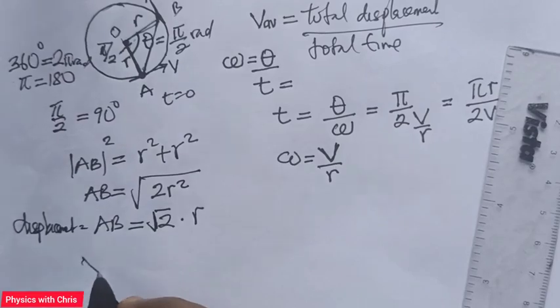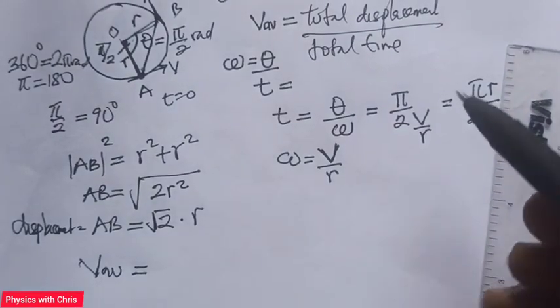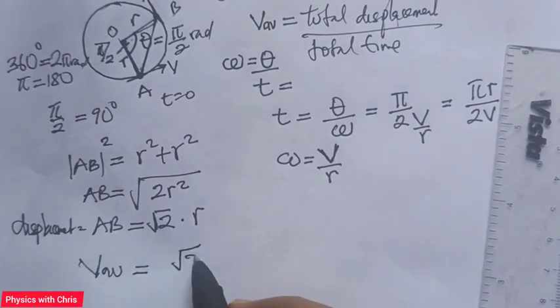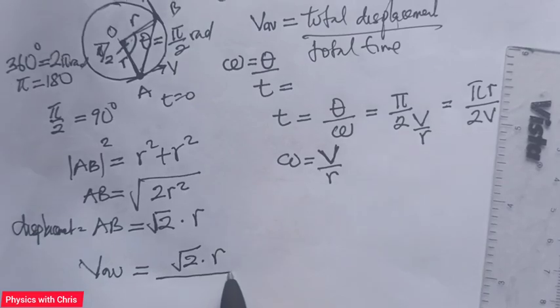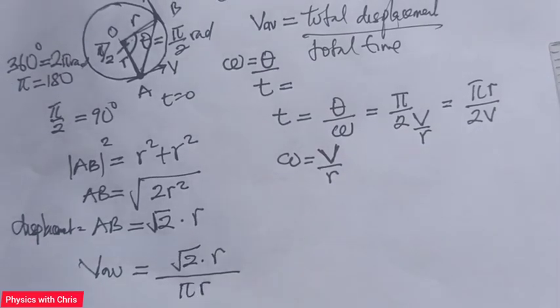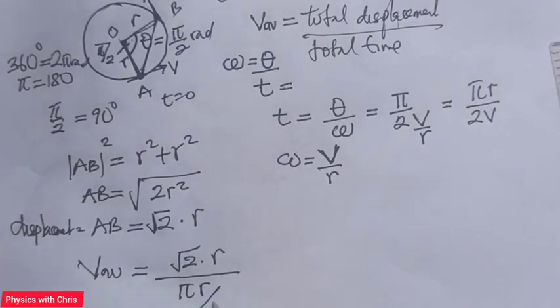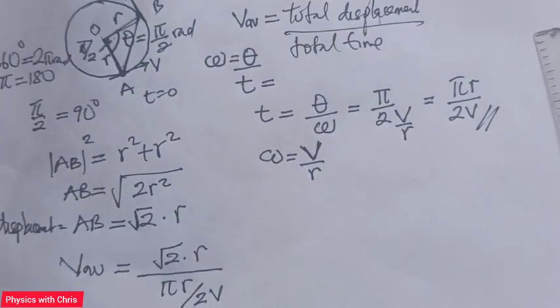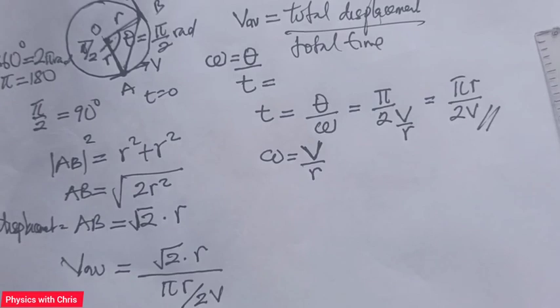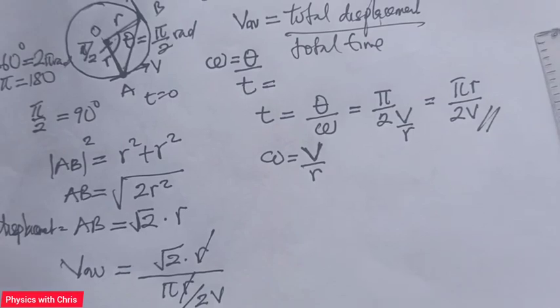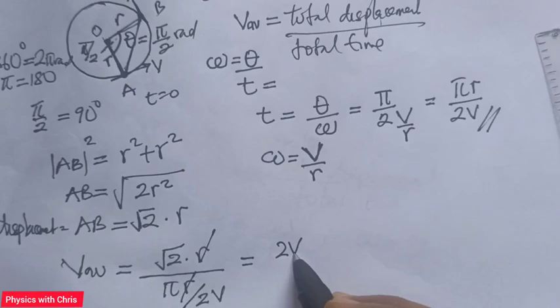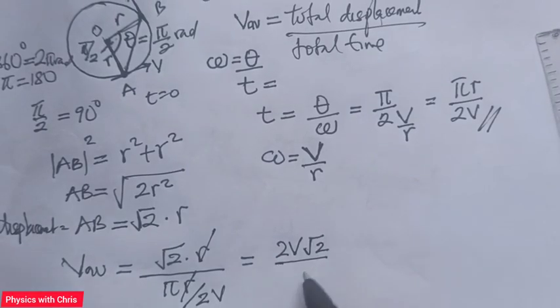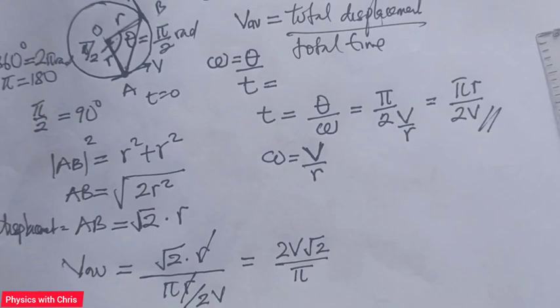Come back to the average velocity equation. It is given by total displacement, which is square root of 2 times R, over total time taken, which is pi R divided by 2v. Okay, from here, that was our total time taken. Now some terms will cancel out. And what is that term? If I'm not missing anything, R cancels out R. And then I'll have 2v multiplied by root 2 divided by pi. Okay, that gives me my average velocity.